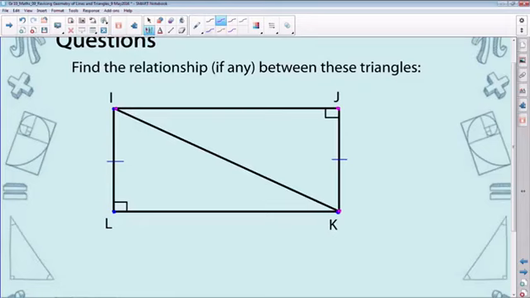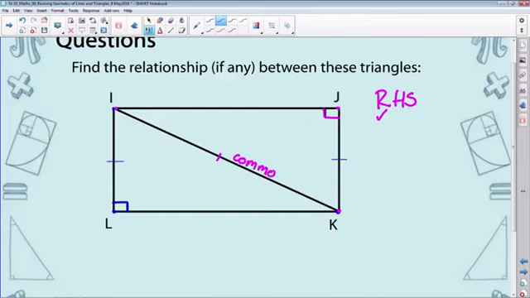What do you notice about them? Well, they both have right angles, so they could possibly be congruent using the RHS shortcut. So we've got a right angle. Do we have a hypotenuse that's the same? Well, look, the hypotenuse is what we call common.